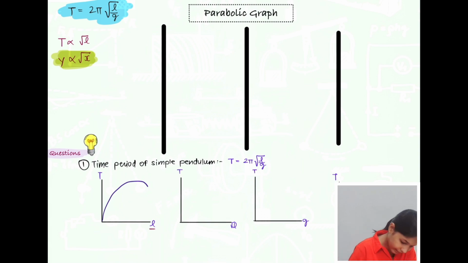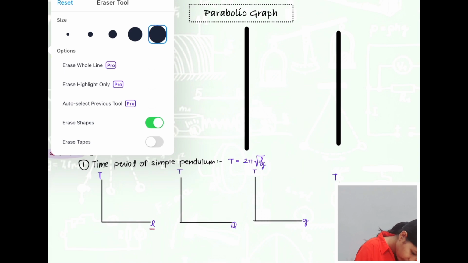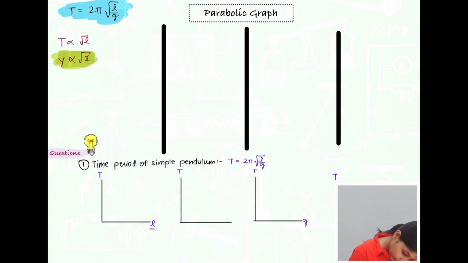Okay. So in our second part, it is asking, this is under root L. Okay, I'm going to erase it and write it a little clearer. Under root L. It is given here under root L. Now again, you have to focus on T and under root L. So here again you will find T is directly proportional to L.